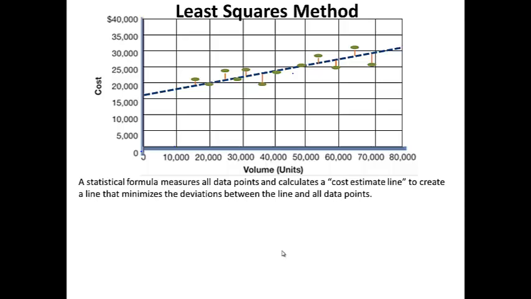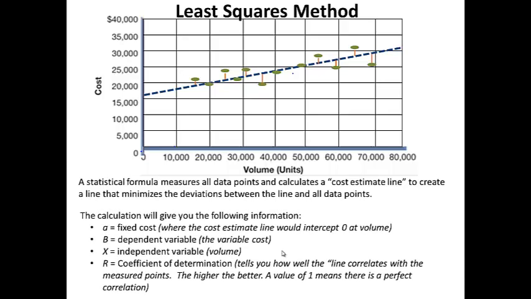The least squares method is, again, a statistical formula, and it's part of what we call regression analysis. One of the nice things about using the least squares method is it takes some of the guesswork out of the high-low method or the scattergram method. When I input all the data into the least squares method, I'm going to get some very useful data out of the program. And this is the type of data you're going to see.